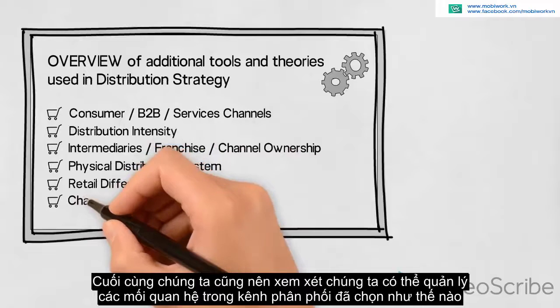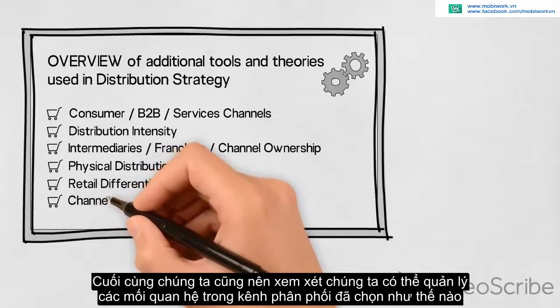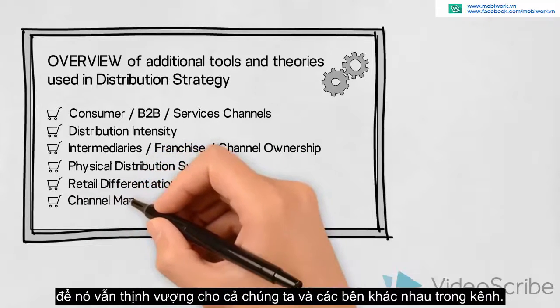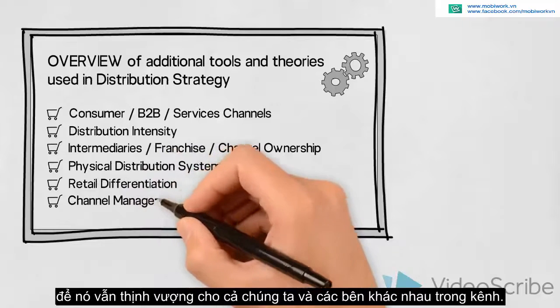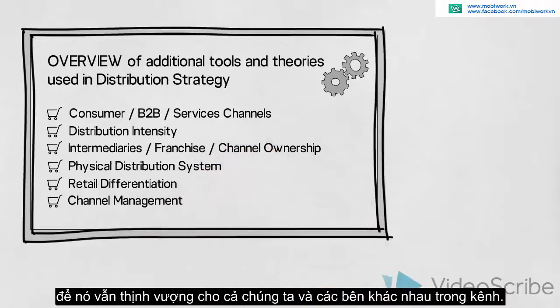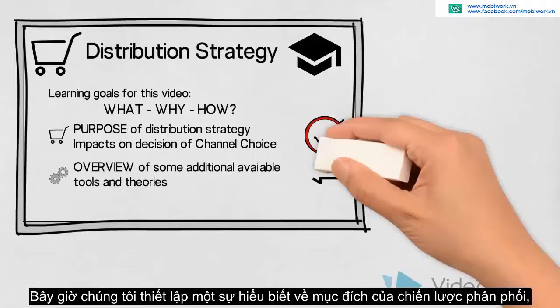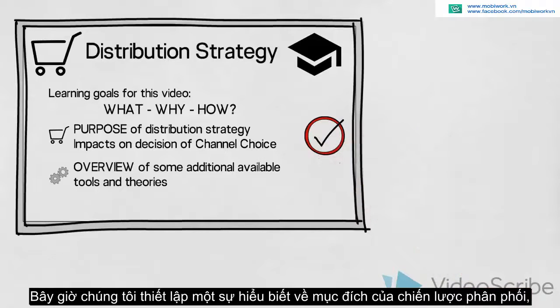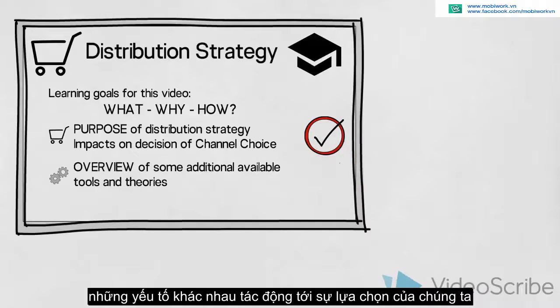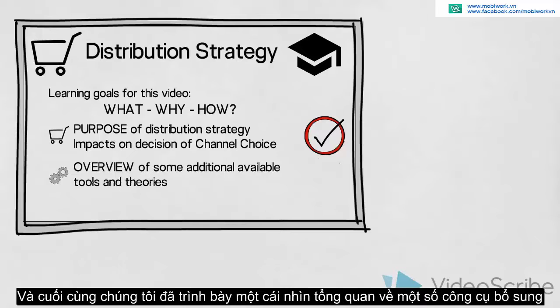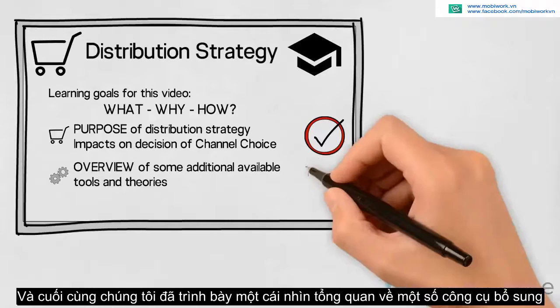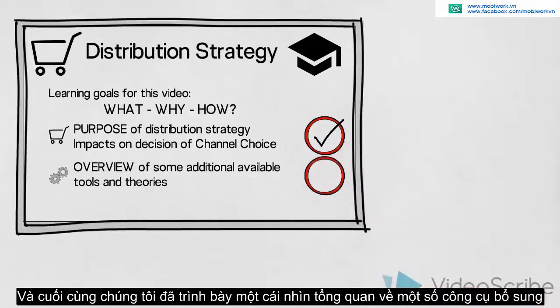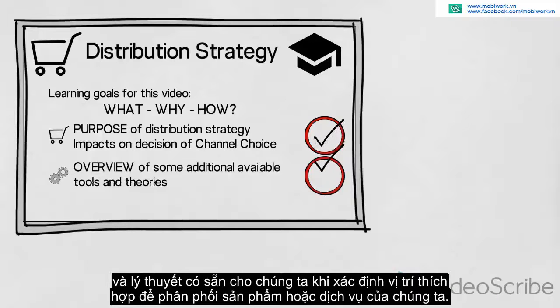Finally, we should also look at how we could manage the relationships with our chosen distribution channels, so that it remains prosperous for both us and for the different parties within the channel. We have now established an understanding of the purpose of distribution strategy, the different factors that impact our choice, and lastly we have presented an overview of some additional tools and theories available to us when determining a suitable place to distribute our product or service.